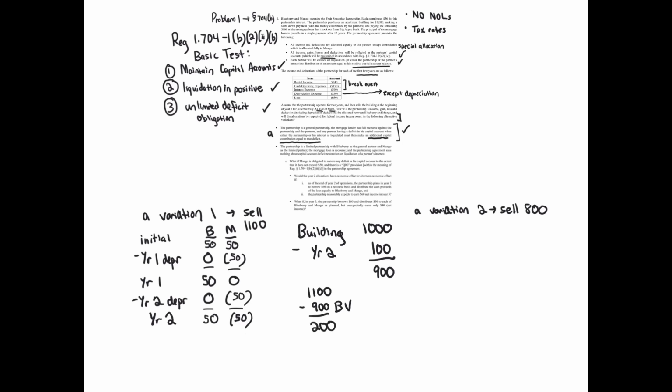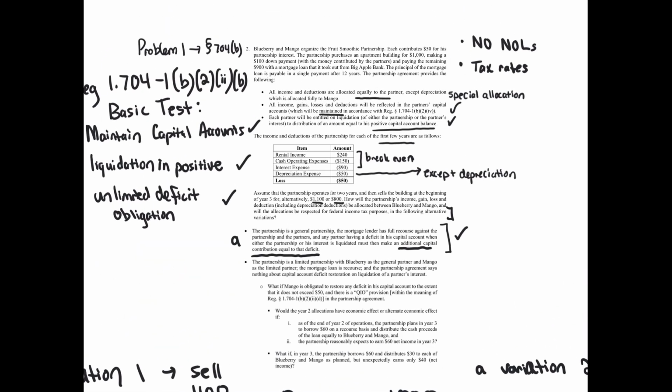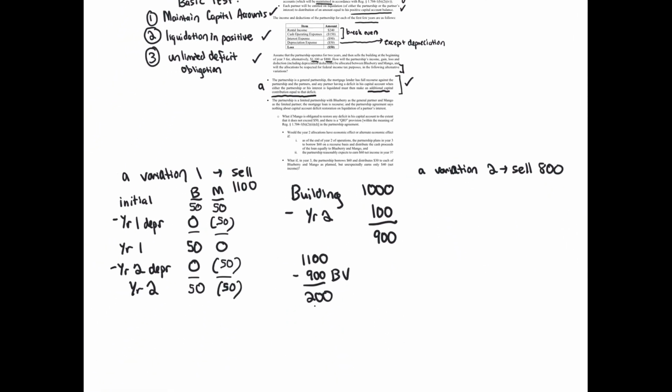How are gains allocated? According to the partnership agreement, equally to the partners except depreciation. So we're going to split that 100, 100, right? 50-50. So the gain at the end, this is year 3, right? The beginning of year 3, no depreciation taken. 100, 100. So you'd have 150 and 50. B receives 150 if they liquidate, and M receives $50.